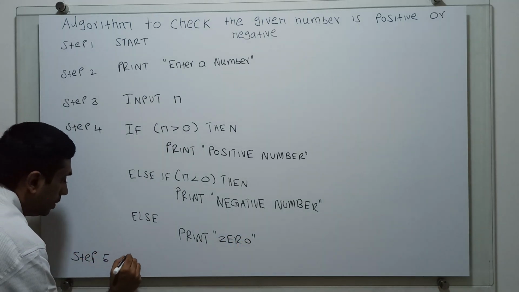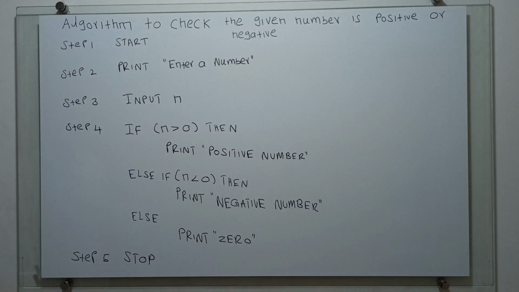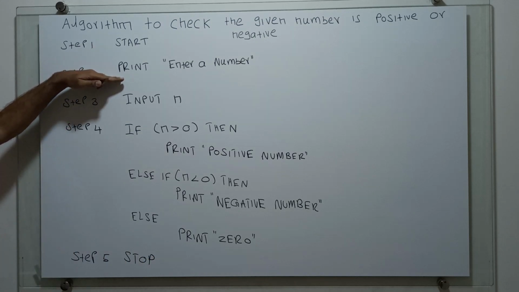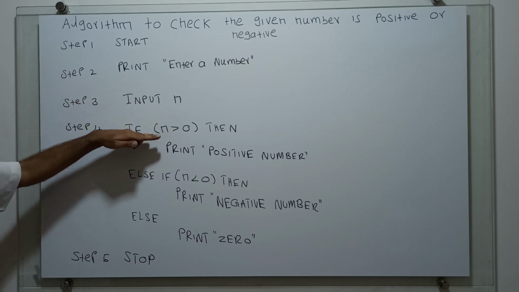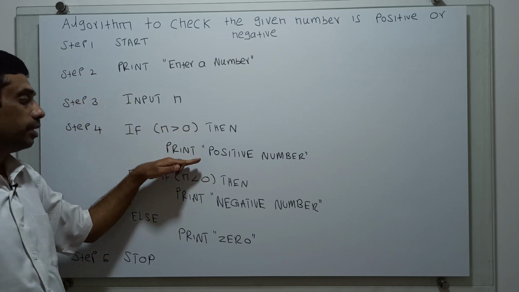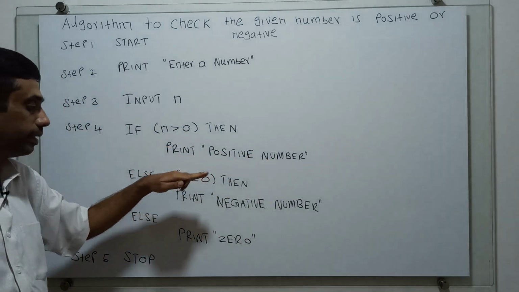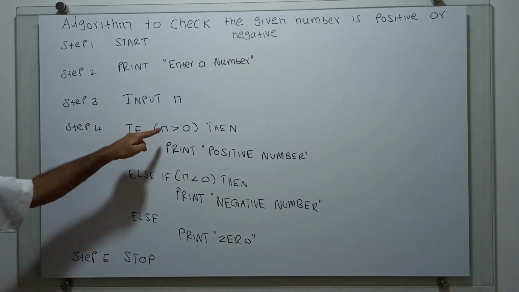Step 5 is the logical end of the algorithm. So: start, I ask the user to enter a number. I am obtaining input in the variable n. If n greater than 0, then print positive number. Else if n less than 0, then print negative number. Else print 0. First, the condition is checked here.